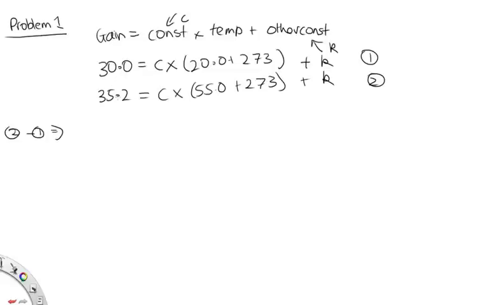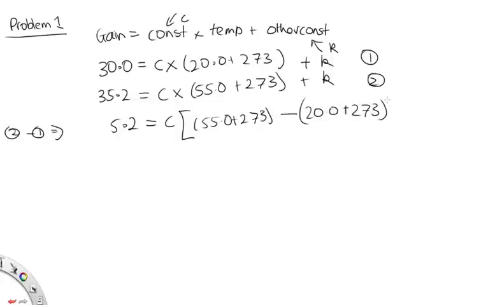So we've got 35.2 minus 30, that's 5.2. And we've got c, we can pull this out as a common factor, of 55.0 plus 273 minus this term, which is the 20.0 plus 273. The 273s will cancel out. So this is equal to 55 minus 20, which is 35.0 c, giving us that c is equal to 0.14857. So we've got c.